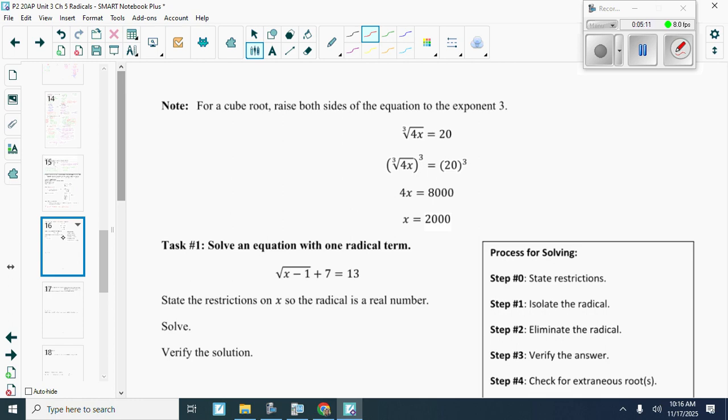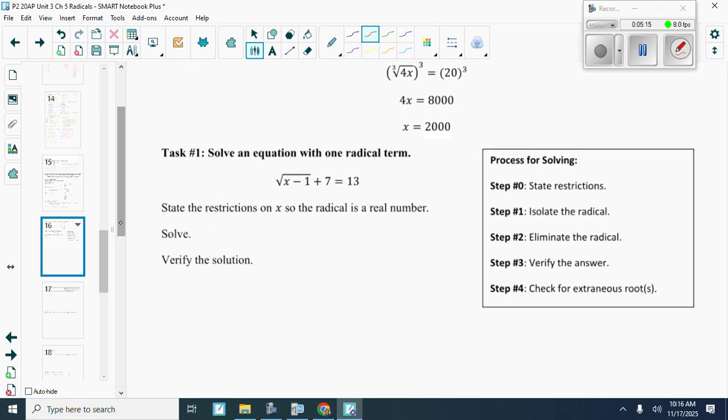Let's take a look at this one, and we're going to solve an equation with just one radical term. First thing we're going to do is state restrictions. Don't forget, when there's something under the radical sign, we take the entire radicand and make that greater than or equal to 0. So we have x is greater than or equal to 1. That's our restriction.